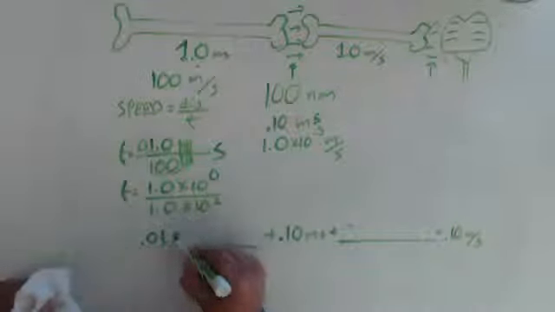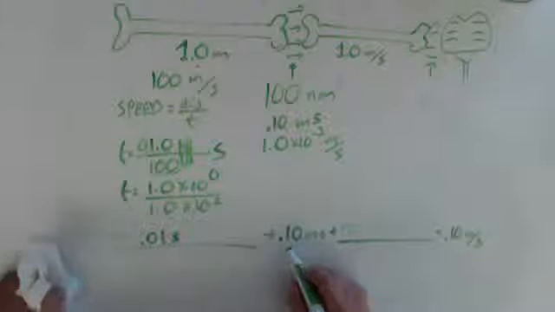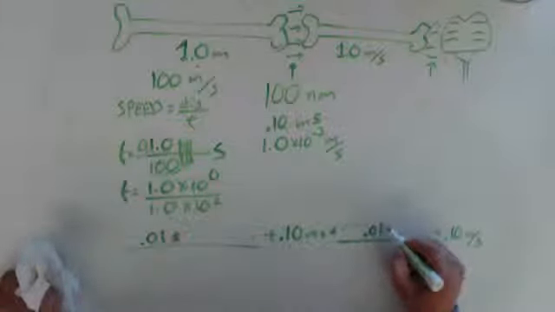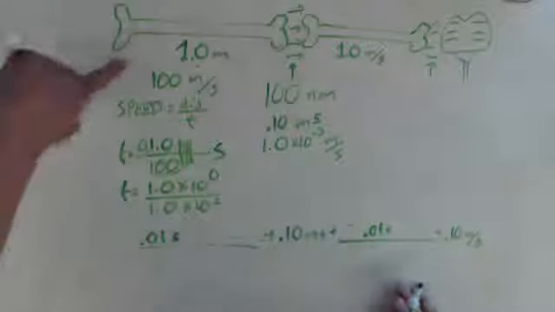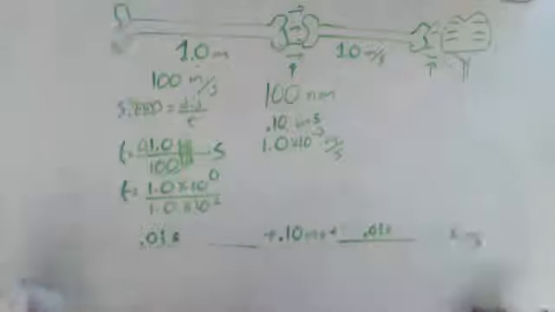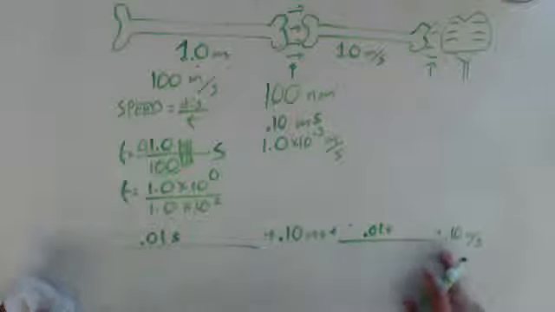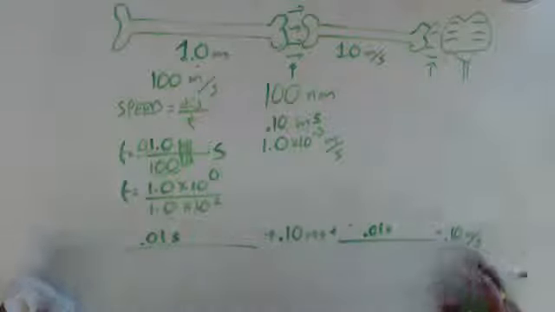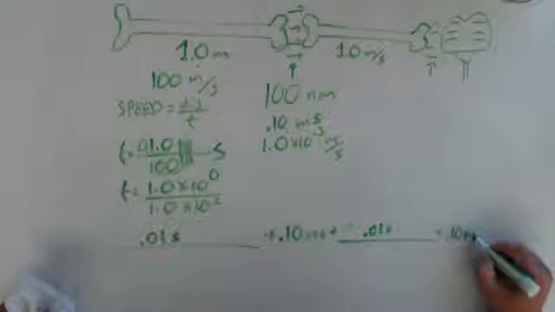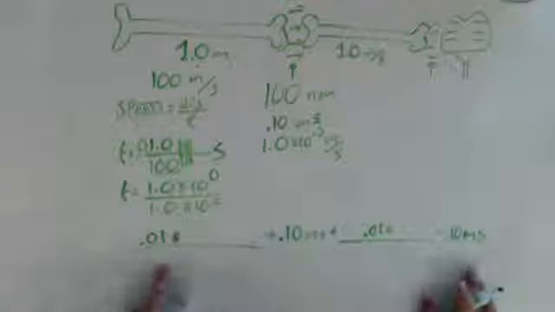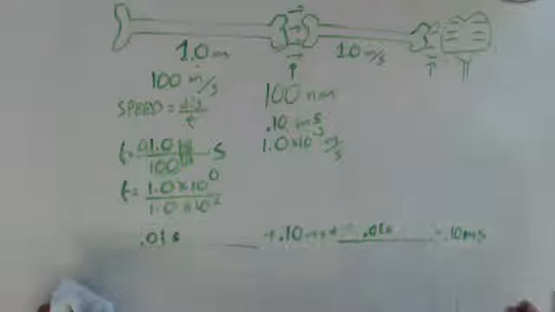0.01 seconds plus this in milliseconds plus 0.01 seconds. Once I solve for this one, I've automatically solved for this one, because the math doesn't change, plus this last neuron, which is 0.1 milliseconds. Why do I keep doing that? Milliseconds. Okay? Well, I got them in seconds and milliseconds. I'd rather have them in seconds because that's our base unit.